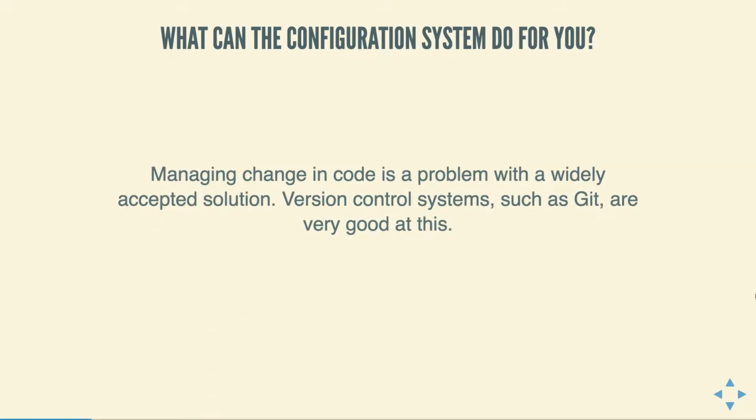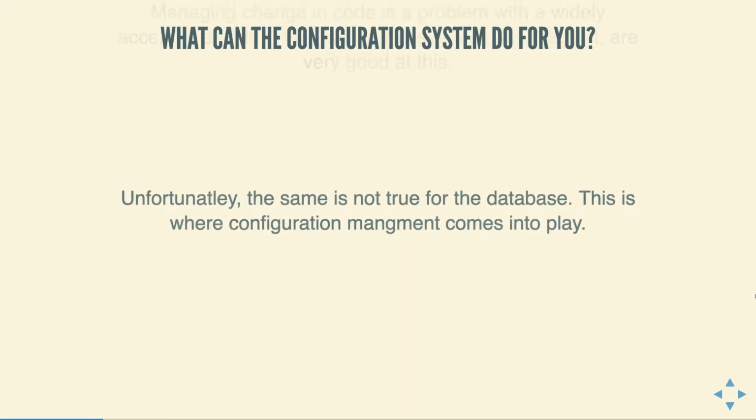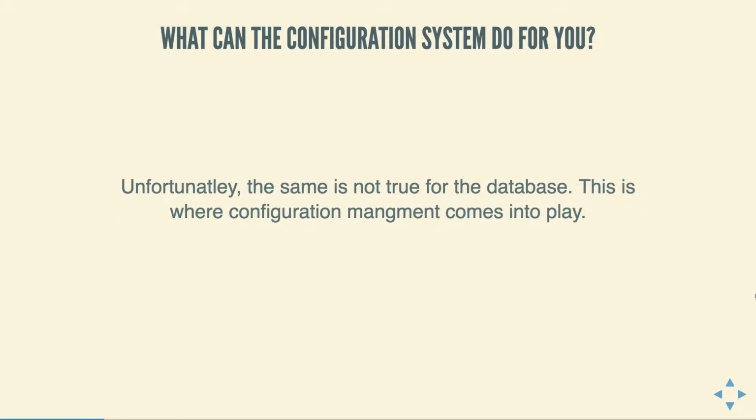Managing change in code is a problem with a really widely accepted solution. We have version control systems, probably the most popular of which is Git, and it's really good at managing the state of your code. Unfortunately, the same isn't really true for a database. There's no way, at least none that I know of, to directly put that under version control. And if there is, I would love to know about it.